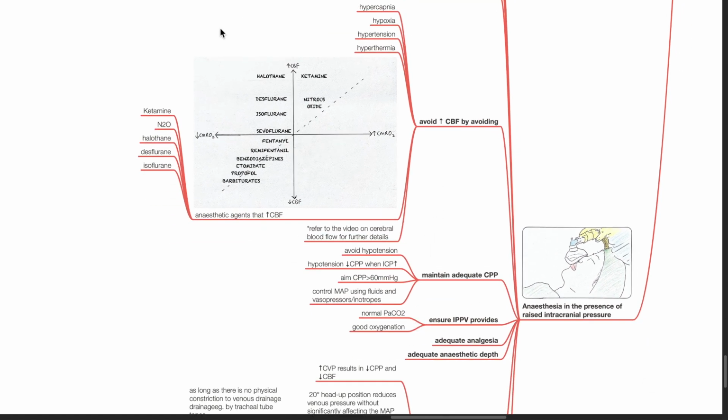Maintain adequate cerebral perfusion pressure, avoid hypotension, aim for cerebral perfusion pressure of more than 60 mmHg, control MAP using fluids and vasopressors or inotropes. Ensure mechanical ventilation provides normal PaCO2 and good oxygenation. Ensure adequate analgesia and adequate anesthetic depth. Avoid increases in central venous pressure using measures described above.